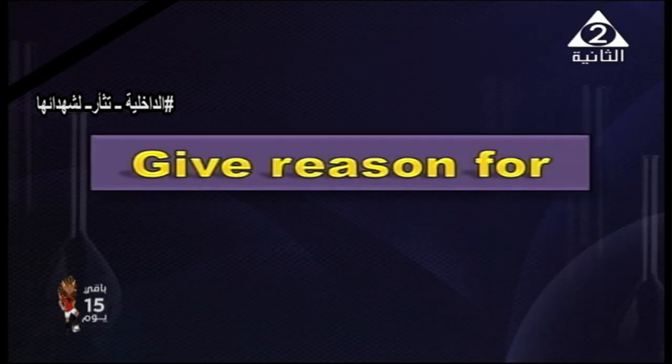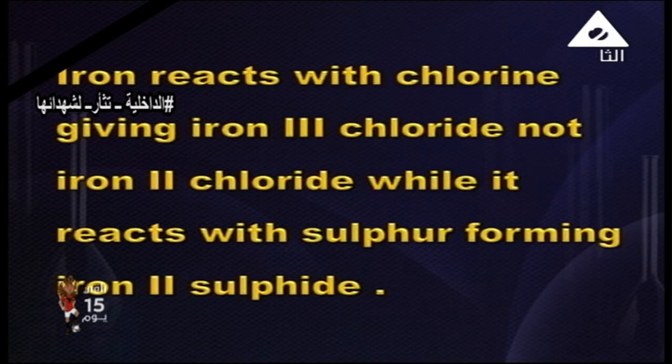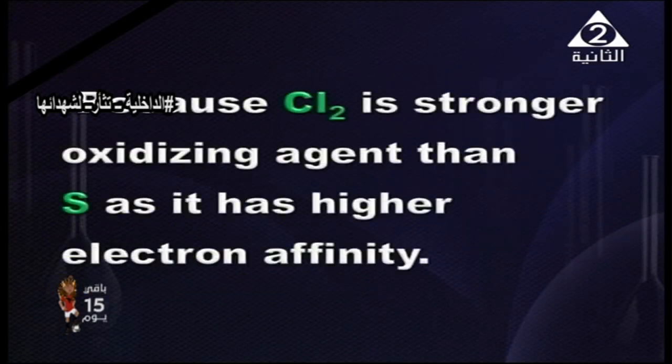Next type of question is give reason for the following. Iron reacts with chlorine, giving iron 3 chloride, not iron 2 chloride, while it reacts with sulfur, forming iron 2 sulfide. The reason for that is because chlorine is a stronger oxidizing agent than sulfur, and the reason for that is that chlorine has higher electron affinity than sulfur.